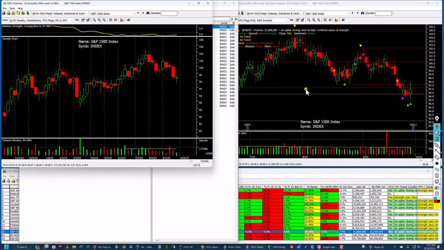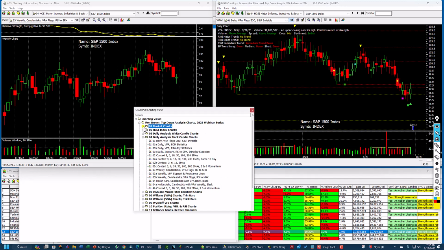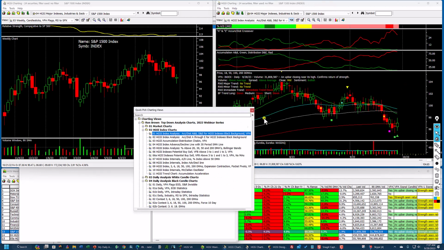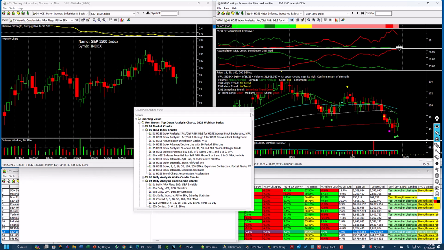What does the weekly chart look like? Not telling us much. I can see the volume's really been low, but yesterday was a pretty good volume day on the S&P 1500 calculation. Now let's quickly go from the market charts to the HCSI index charts, and you can see that the A distribution is coming down, and the E is coming down. The A is starting to turn up just a little bit, but it takes time for that money to flow into the A's.